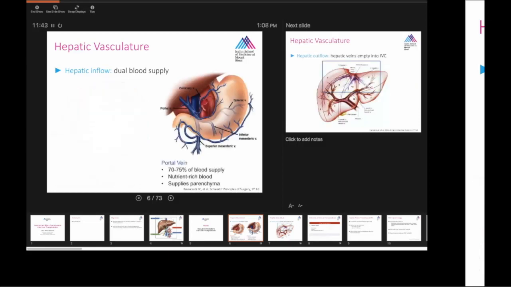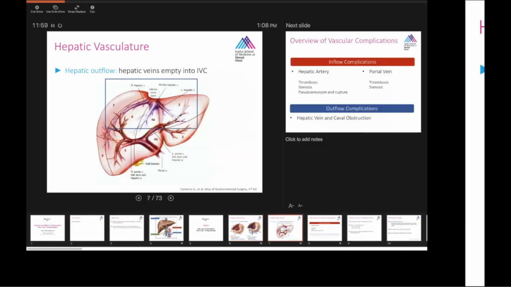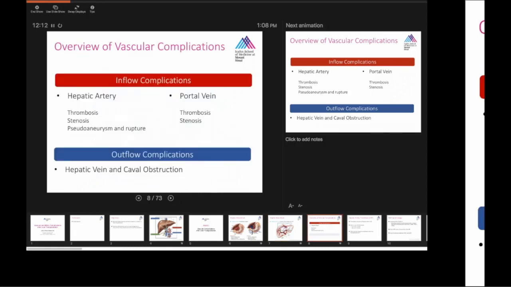The second supply is the portal vein. The portal vein actually supplies a greater proportion of the blood supply of the liver, up to 75%. This carries nutrient-rich blood from the gut, and it supplies the liver parenchyma. Now, the next thing to think about is the hepatic outflow. The drainage of the blood that perfuses the liver empties through the hepatic veins and up to the inferior vena cava.